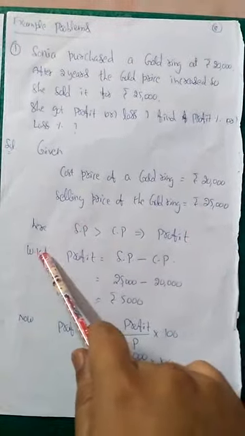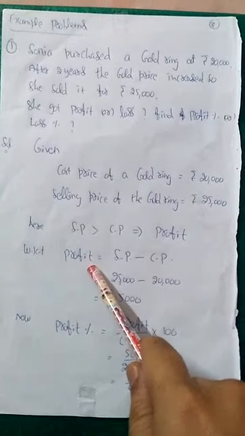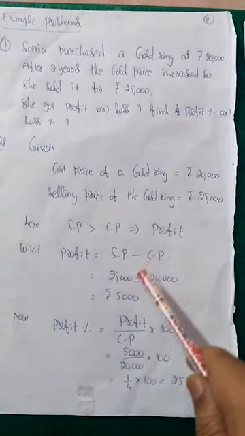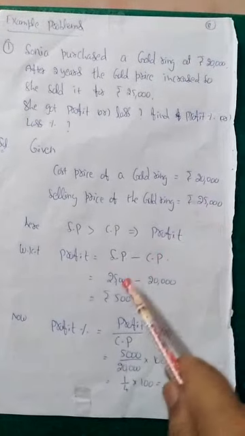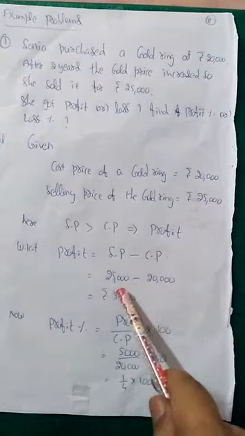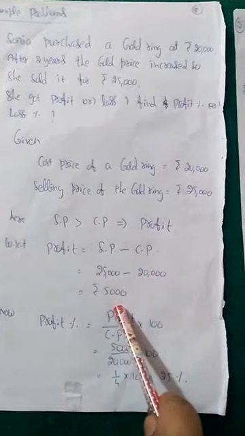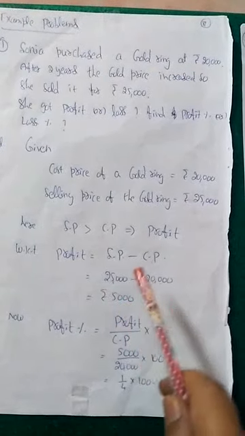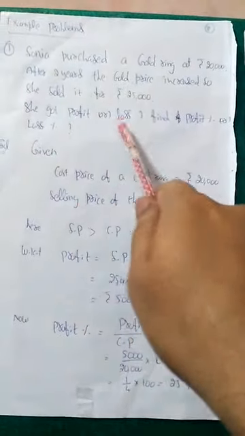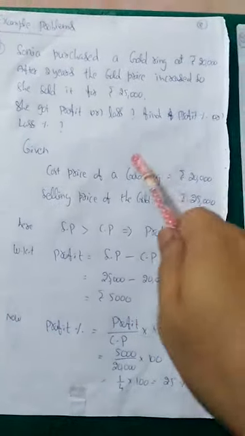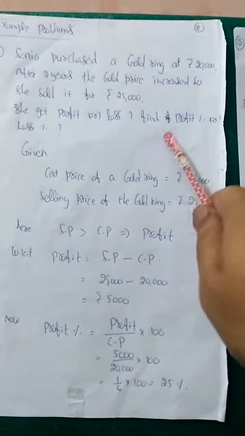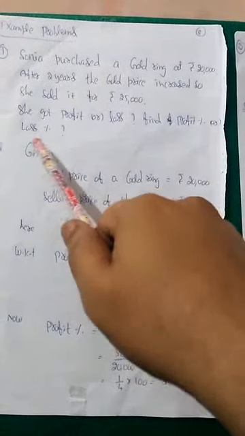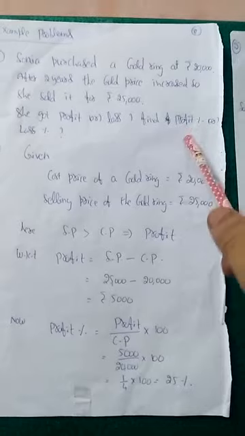We know how to find profit. Profit equals SP minus CP. Straight away substitute here. SP is 25,000, CP is 20,000. So 25,000 minus 20,000 is 5,000. How much profit will Sonia get? 5,000. Now one more question is asked. Did she get profit or loss? Profit, that is 5,000. One more question: find profit percent. She did not get loss, so we need not find loss percent. She got profit, that's why profit percent.